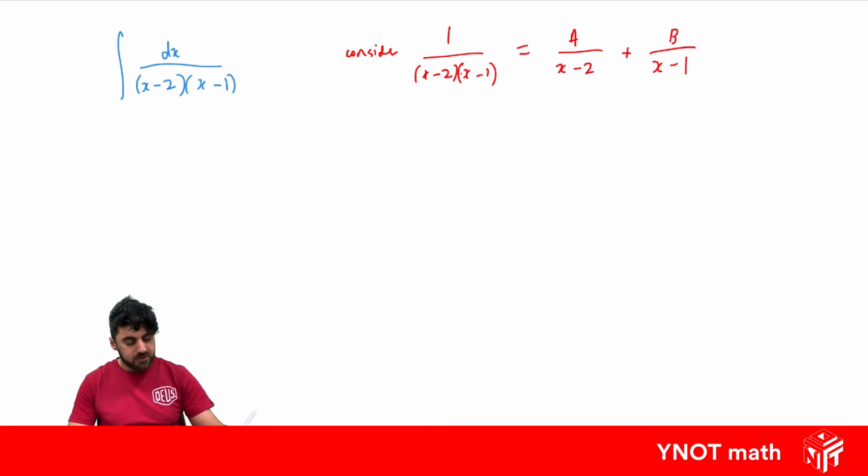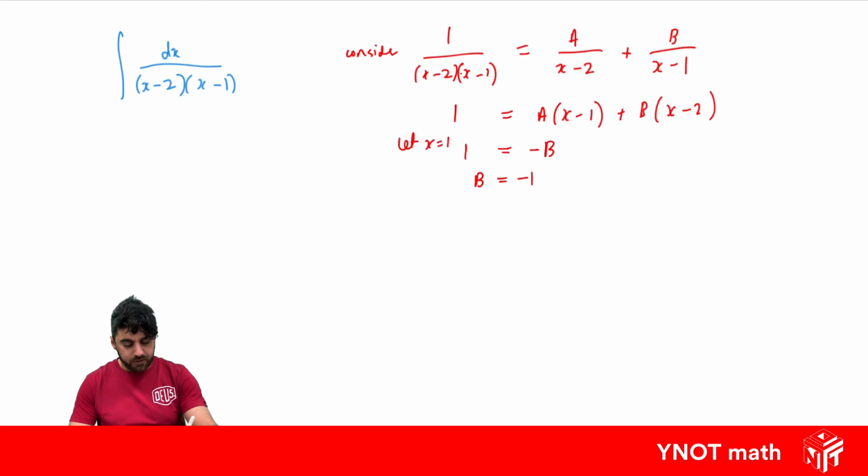So we'll times both sides by the denominator, so we'll just be left with 1 equals a times x minus 1 plus b times x minus 2. And with some careful picking of some x values, we can work out a and b. So letting x equal 1 will make all of this 0. So we're just going to have 1 equals, now 1 minus 2 is going to be minus 1, so we're left with minus b. So b is going to have to be minus 1. So that was by letting x equal to 1.